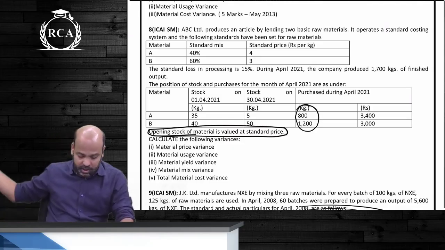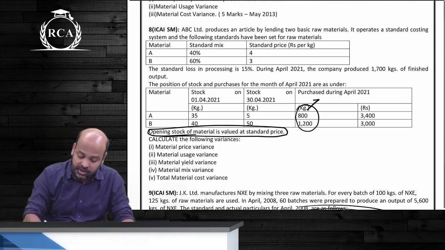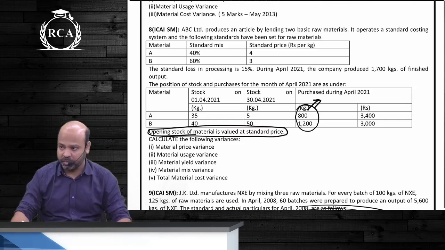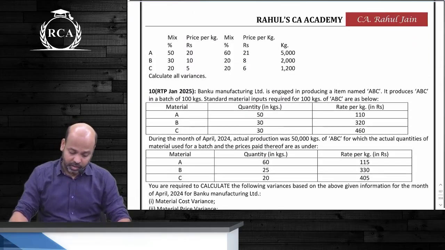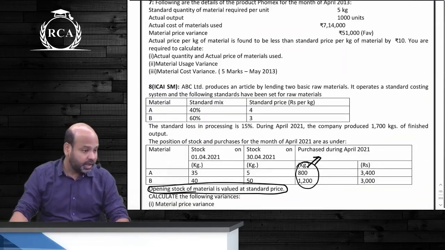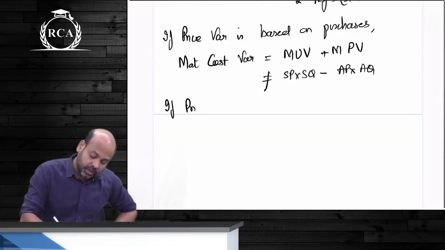It is necessary to teach this, beta, because you'll be like, sir, purchase details are given, why are we not computing material price variance on the basis of purchases? We will not be able to do that. We are not expected to do that. Are we clear about this? Any doubt in this? Price variance is based on consumption, beta.